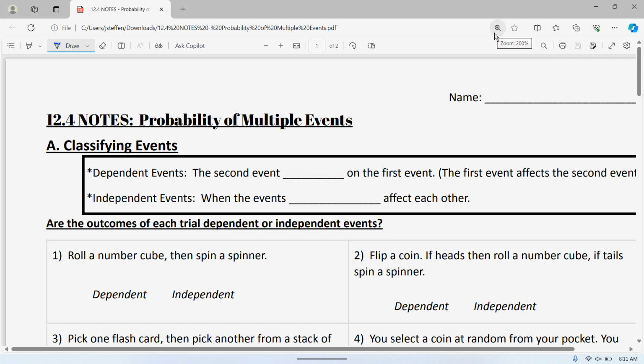We did 12.3, which was over the probability of a single event, which wasn't too bad. But now we're going to get into probability of multiple events. This is the stuff where it's the probability of, if I roll a dice and flip a coin, what's the probability I roll a 4 and then flip heads? Or what's the probability that it is sunny outside, but it's also raining outside, or something like that.